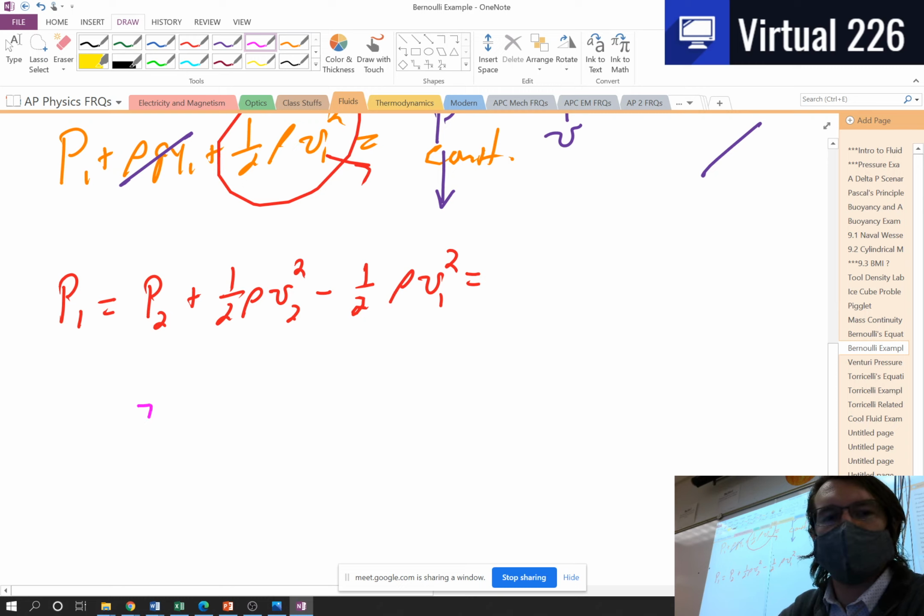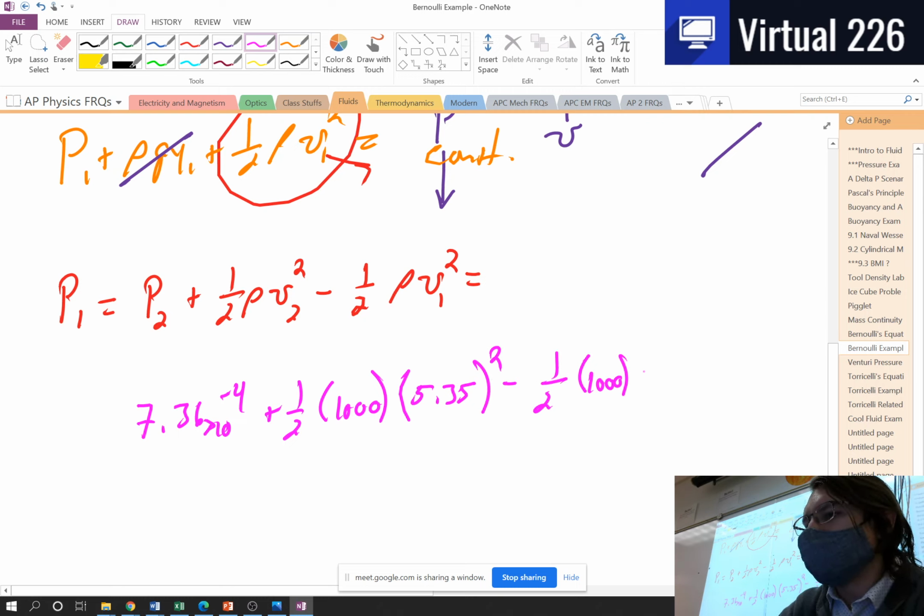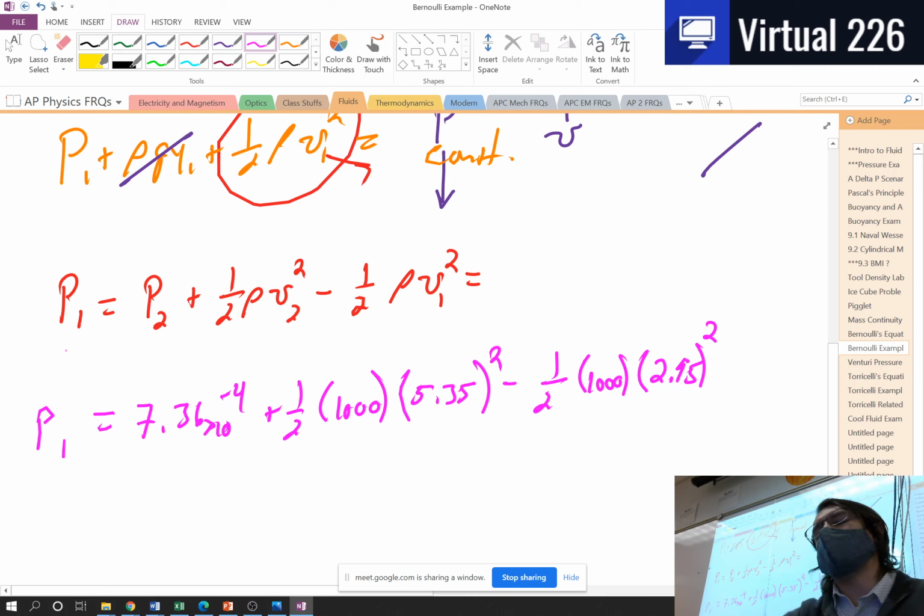We know our pressure here, so we've got 7.36 times 10 to the 4th plus 1/2 times 1,000 for the density of water, multiplied by V2, which was 5.35 squared, minus 1/2 times 1,000 times the velocity V1, which was 2.95 squared. All of this will equal P1. Now this is an exercise for the calculator, which I'm going to be very honest, I don't really want to do because I hate numbers, but we're going to do it anyway.